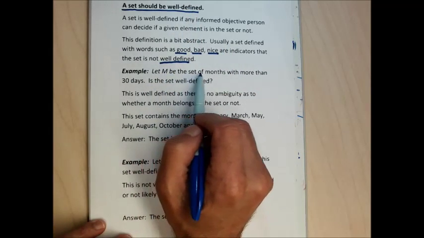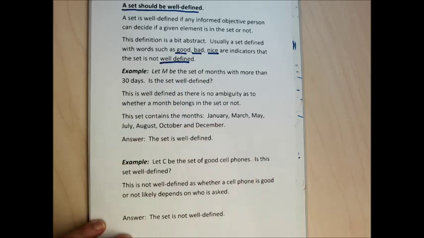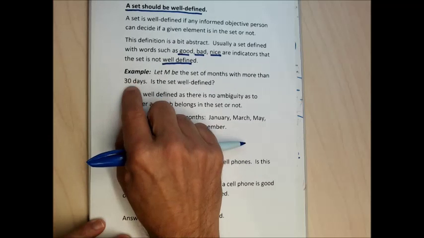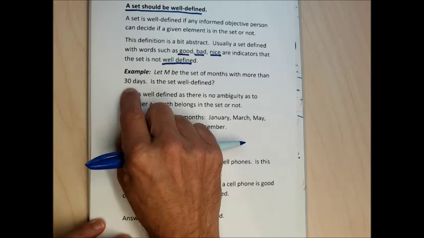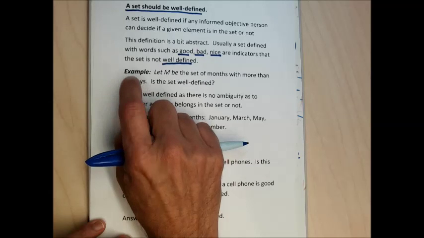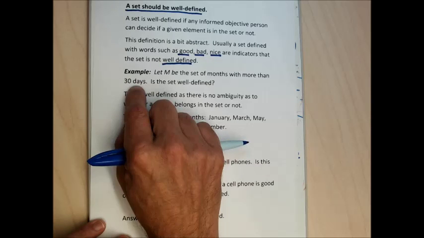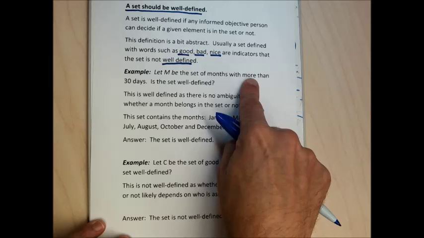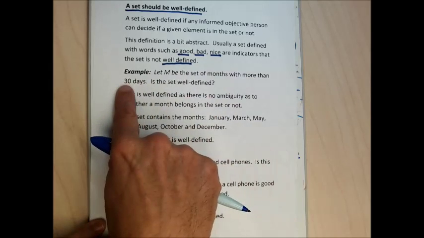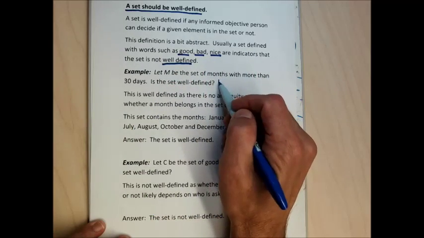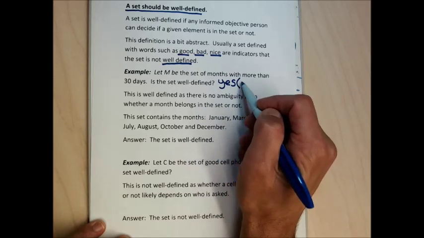So let M be the set of months with more than 30 days. Is the set well defined? This should absolutely be well defined because anybody could go to a calendar and see, well, January has 31 days, December has 31 days, that's more than 30 days. Those months belong in the set M. February has 28 or 29 days, that's not more than 30 days. April has 30 days, that doesn't belong in the set, that's not more than 30 days. It's a very well-defined description of our set, so anybody that understood what more than 30 meant should be able to figure out if a month belongs in the set or not. And my answer, is the set well defined? I'm just going to write the word yes, meaning yes, the set is well defined.